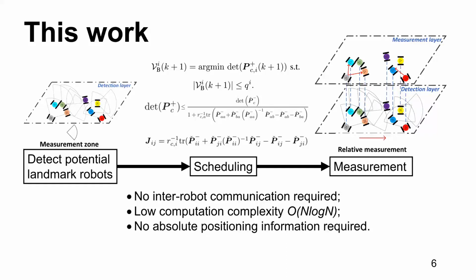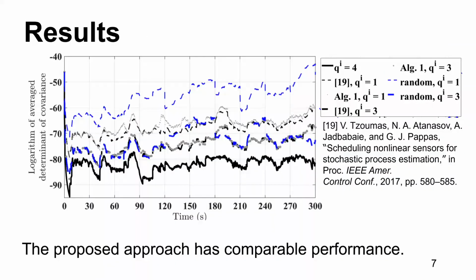Also, it can be carried out with reasonable computational complexity in real time. The time complexity is only n log n, where n is the number of robots. Moreover, the solution does not assume full observability and could be carried out in operations with only relative measurements. So now we demonstrate the efficacy of our scheduling algorithm by comparing its performance to reference 19 and the random selection in two sets of simulation studies.